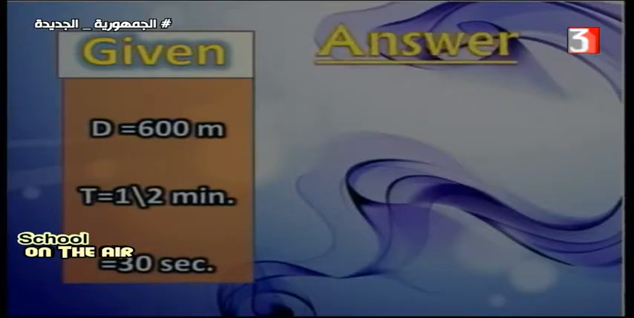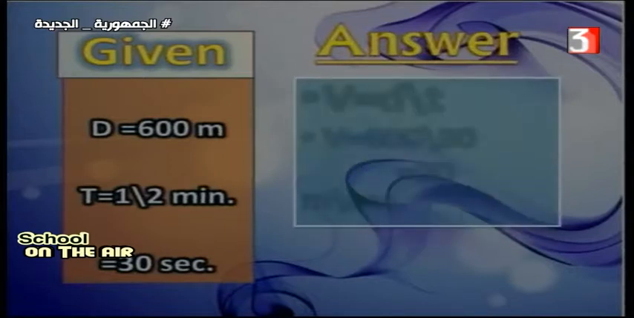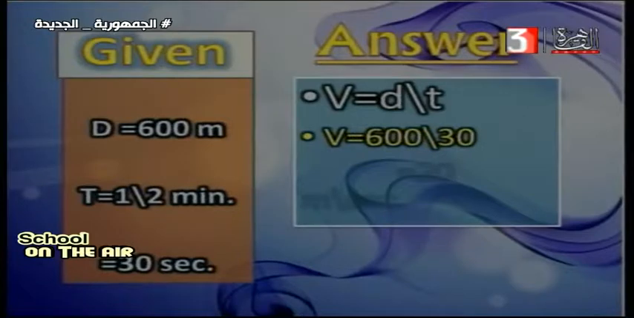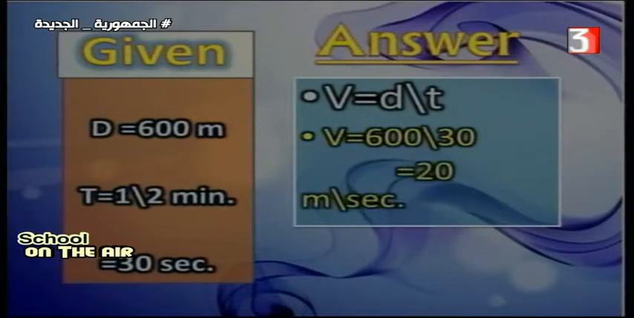After that, don't forget to write the law. The law for this case says V equals D over T. V equals 600 divided by, good, 30, not half, because we changed minutes to seconds. Now the result will be 20 meters per second. Write the law, find the answer, don't forget the unit, and don't forget to change minutes to seconds.